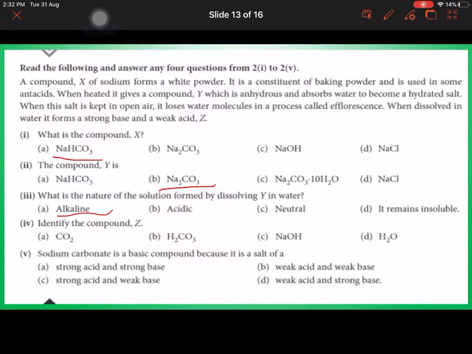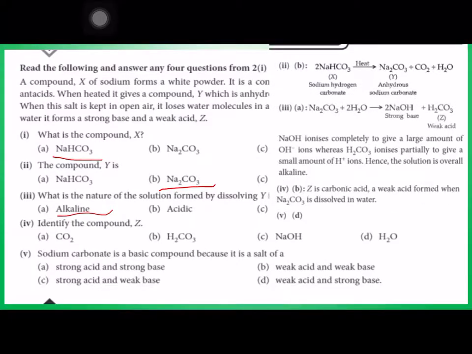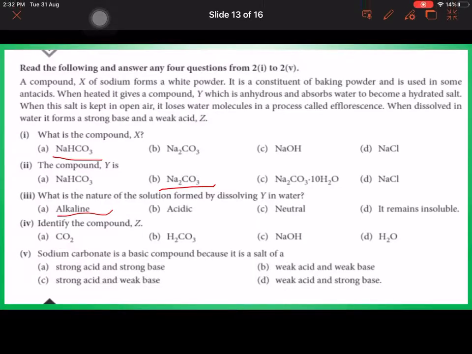And identify the compound Z. So, the compound Z will be, you can see from the answers, carbonic acid, H2CO3. And fifth, sodium carbonate is a basic compound because it is a salt of a weak acid and a strong base. So, these are the 4 options, you can correct them.